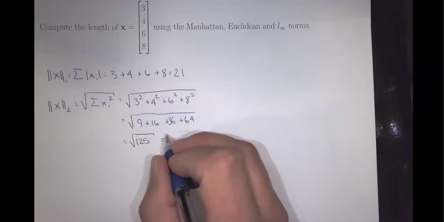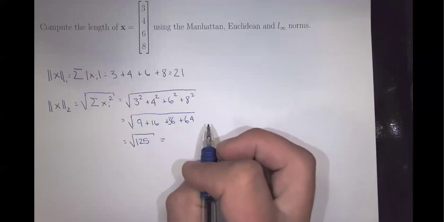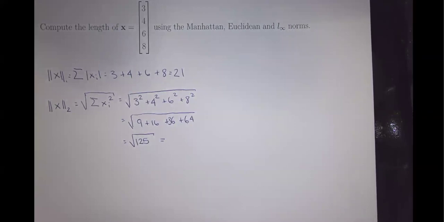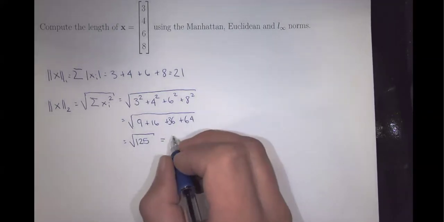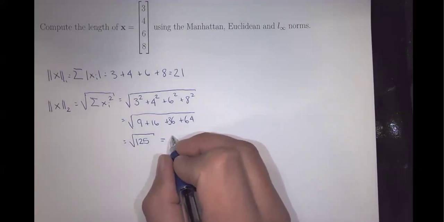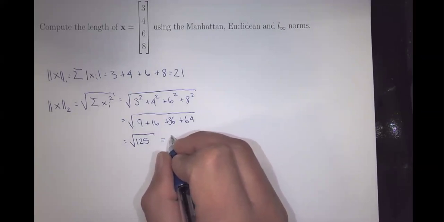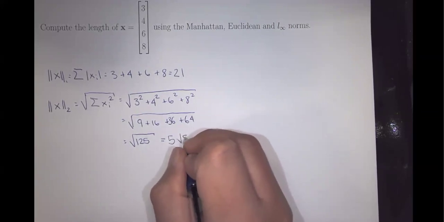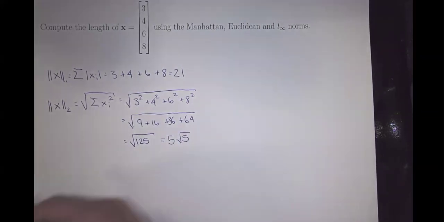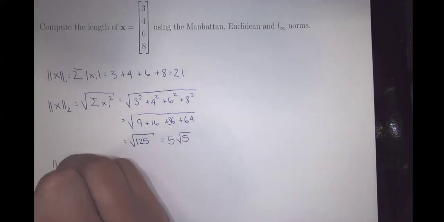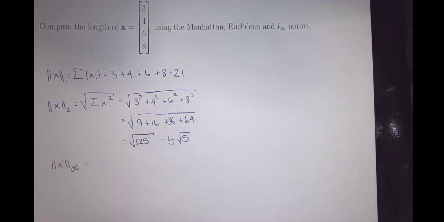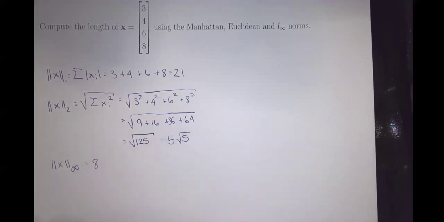And 125 is, it can't be 125. Sure can. 5 times 25. So that's 5 root 5. The infinity norm is the maximum of the values, and the maximum value is 8.